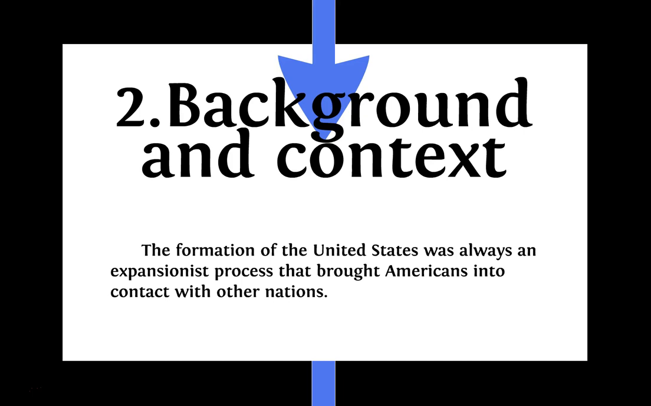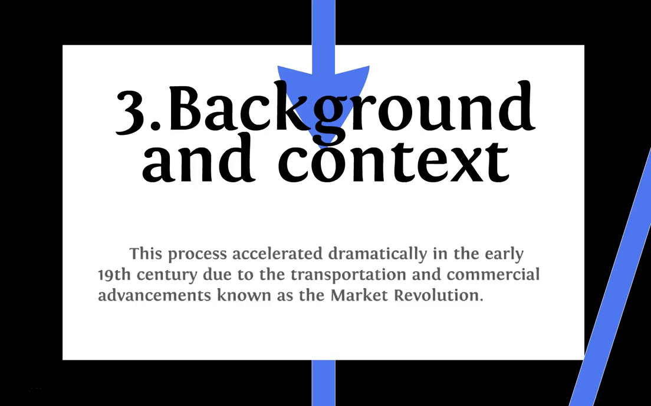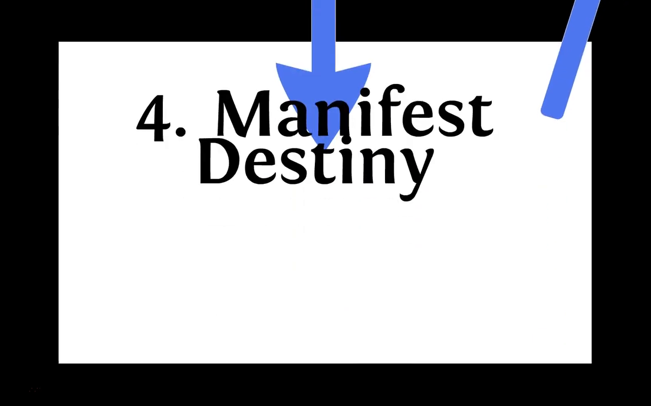There's enough here that needs to be explained that maybe you have another paragraph with background and context. This one might get more specific in time. This process accelerated dramatically in the early 19th century due to the transportation and commercial advancements known as the market revolution. So you've started broadly with westward expansion, now you've zoomed into the 19th century and the period following the market revolution. From there you move on to the central theme, manifest destiny.